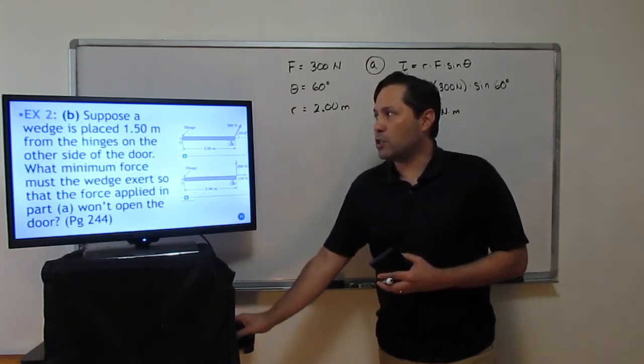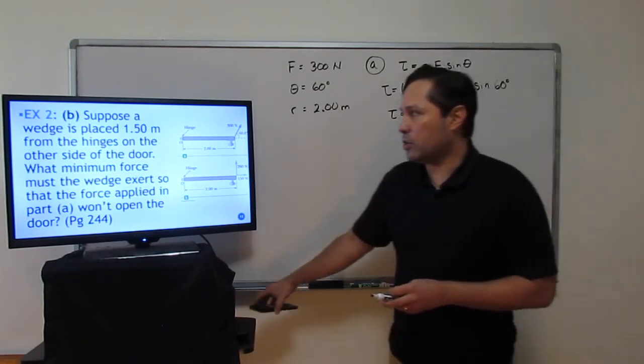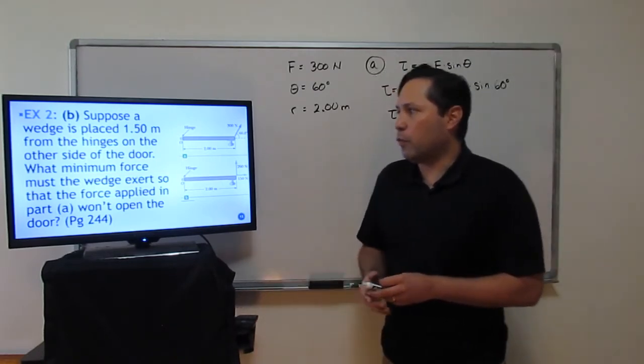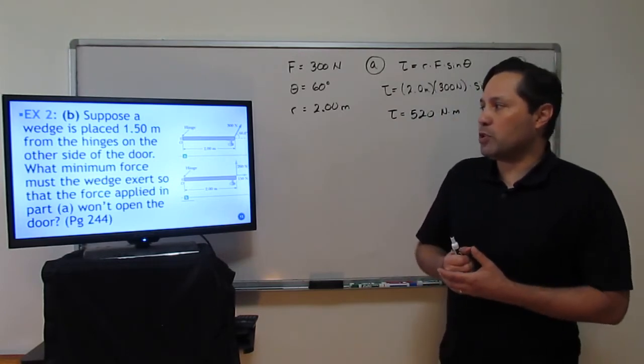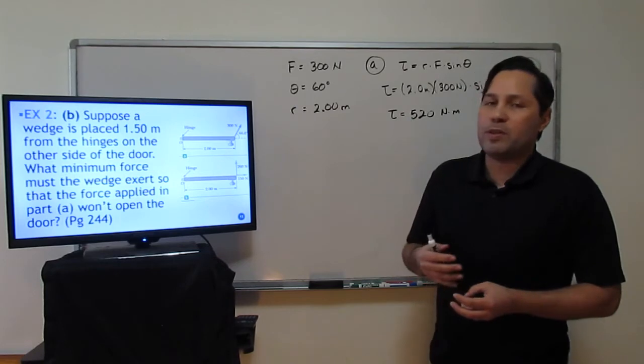Suppose that the wedge is placed 1.5 meters from the hinge on the other side of the door. What minimum force must the wedge exert so that the force applied in part A won't open the door?